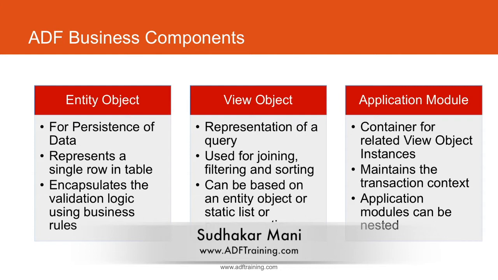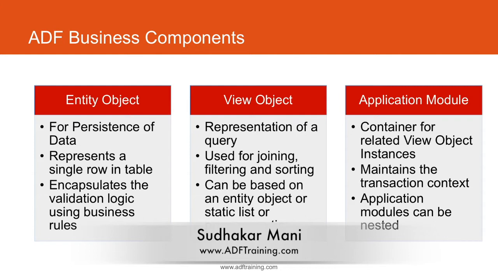The entity object is used for persistence of data. It represents a single row in the table. It encapsulates the validation logic using business rules, and also you can write some custom code as well. The entity object is the one which has all the APIs related to create, update, delete. All those features are available as part of the entity object. The data manipulation can be done using the entity object.